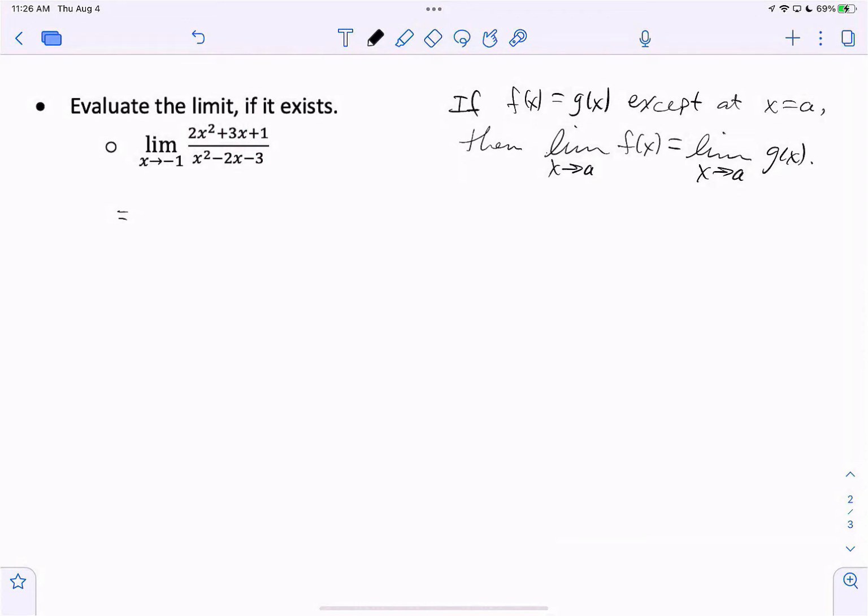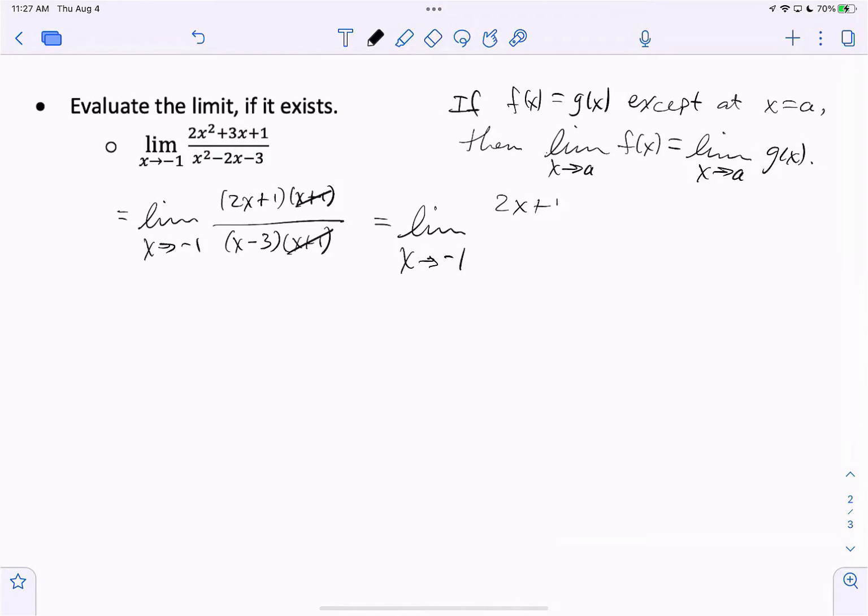So here we're going to say this is the limit as x approaches -1. The numerator factors into 2x plus 1 times x plus 1. The denominator factors into x minus 3 times x plus 1. The x plus 1's divide out. This then equals the limit as x approaches -1 of 2x plus 1 over x minus 3.